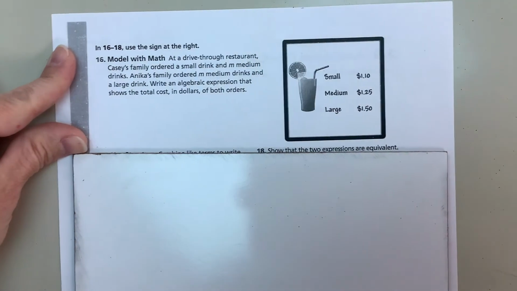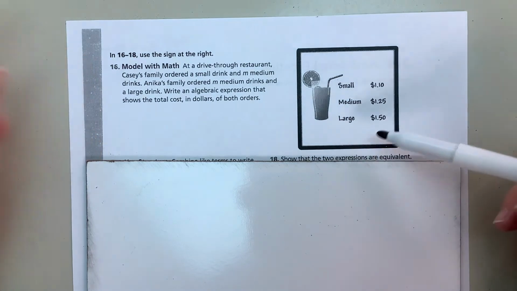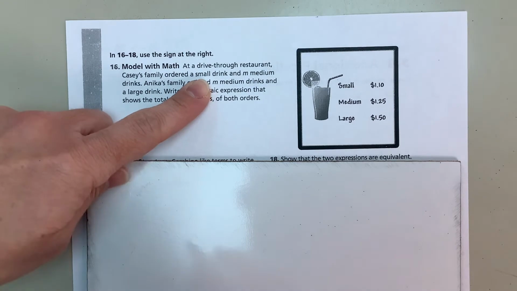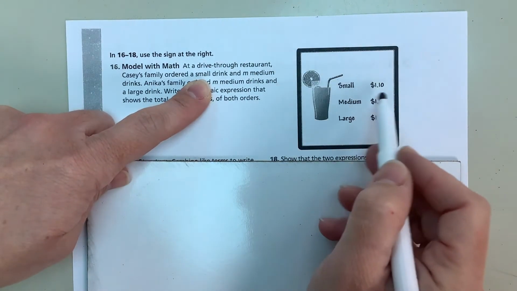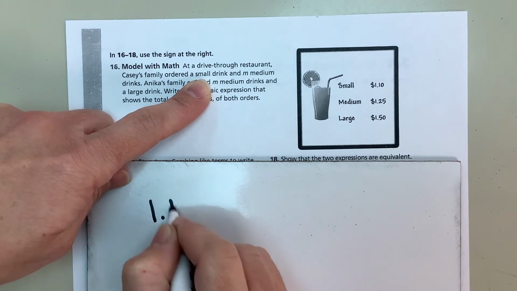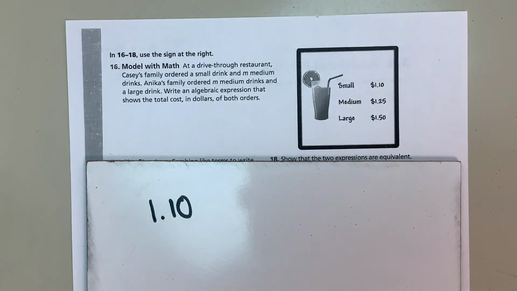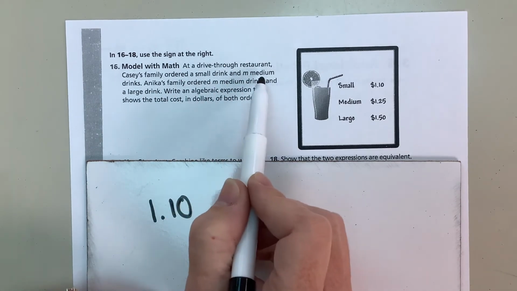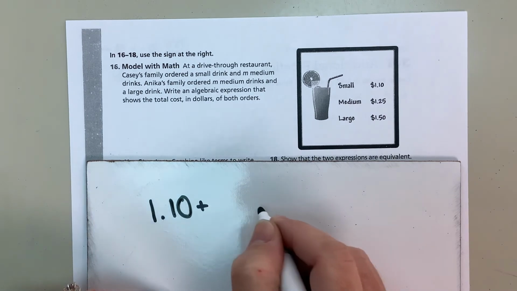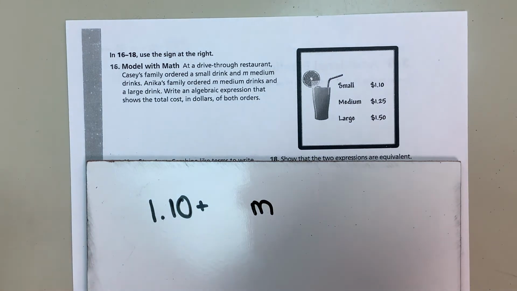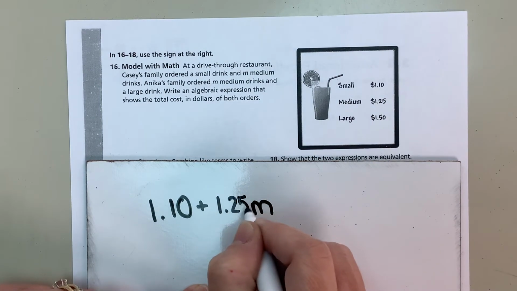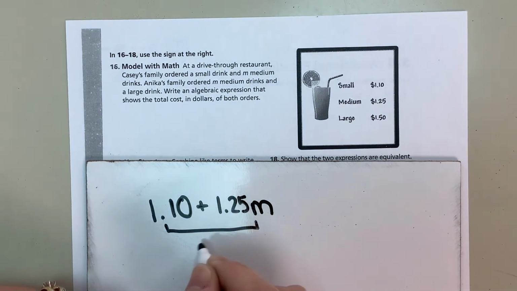So we're given this information about the drinks, how much they cost. Casey's family ordered a small drink, so she just ordered one small. So we know that price is $1.10. It can't change because we already bought it. Now, she is also buying M medium drinks. So we don't know how many medium, just M, it's an unknown, but we know the medium costs $1.25. This is what Casey's family is buying.